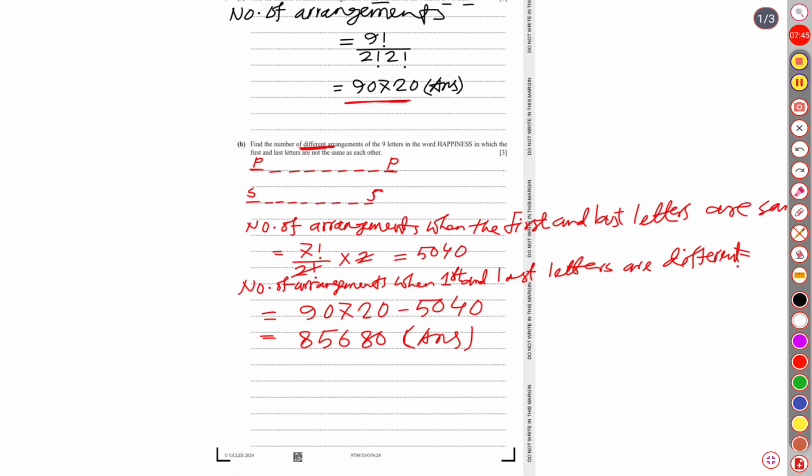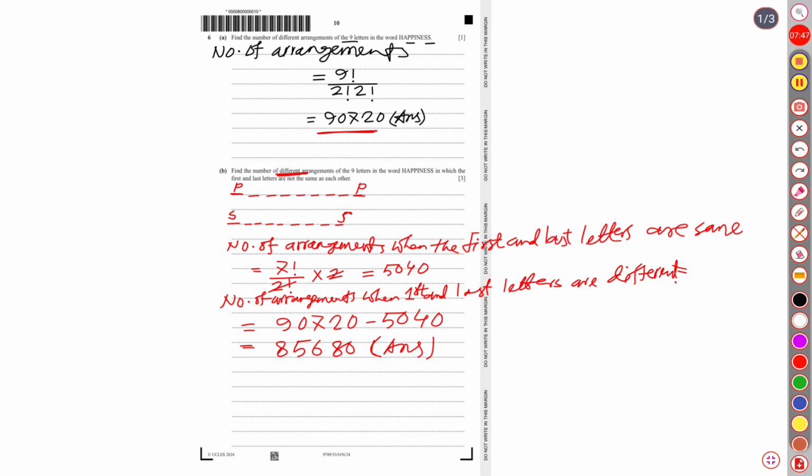That means they have told us to find the number of arrangements when the first and the last letters are not same. First we found the number of arrangements when the first and last letters were same. After that we just subtracted these from the total number of arrangements. Let's move on to question number C.